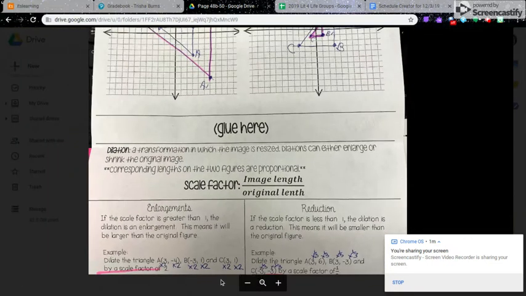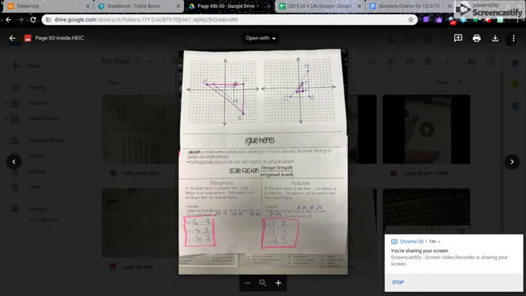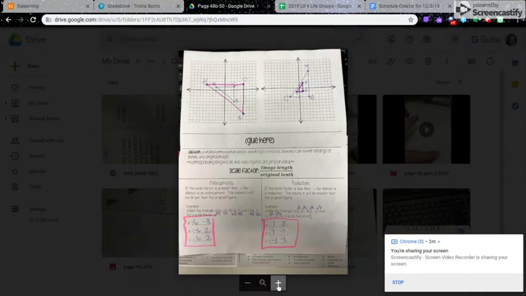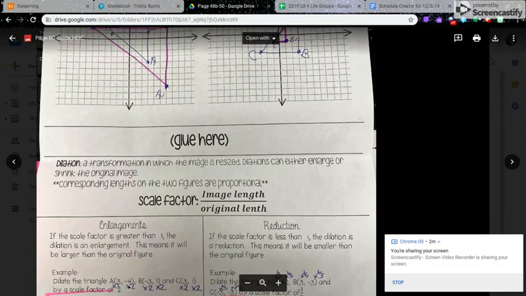So what that looks like when you get to the bottom of the page, you will see the answers right here, that the new A would be 6, negative 8. The new B is negative 6, 2. And the new C would be 6, 2. So what that looks like on your graph, it's going to be up here. You're going to plot your original points first.